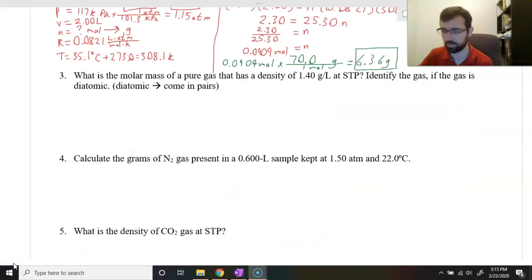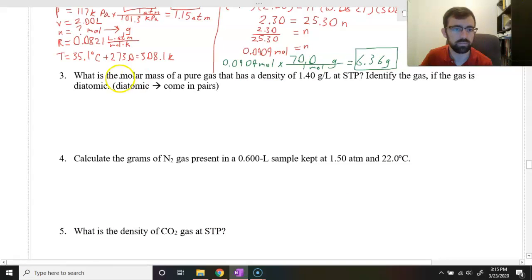We're going to look at number 3. So number 3, it says, what is the molar mass of a pure gas that has a density of 1.40 grams per liter? So we've got density here. That's where we know that we're going to use dirt over P. And it says at STP. Don't forget STP, that's standard temperature and pressure. Instead of doing PV equals nRT, we're doing molar mass equals dirt over P.